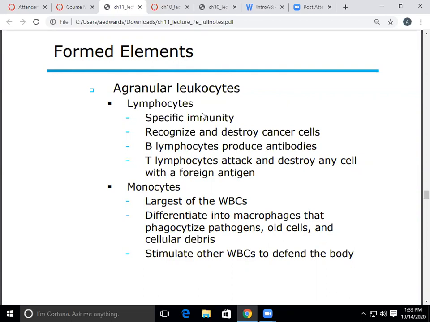There's a concept I want you to make sure you understand: there are antigens and antibodies. Antigens are basically an invader. The antibody fights the antigen.